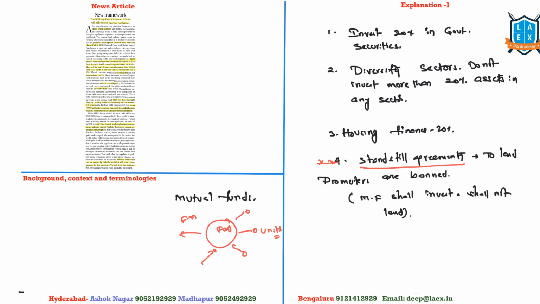And the second, 20% shall be invested in government securities, which are stated to be the safest. And the next, there shall not be excessive exposure to a particular sector. The maximum exposure is 20%, and with regard to housing finance, the maximum exposure is limited to 10%. So: diversification of investments, investment in government securities, and making the standstill agreement useless. These are the conditions.